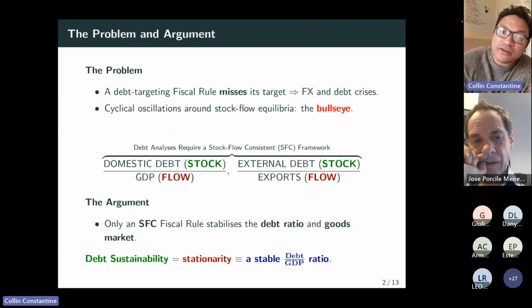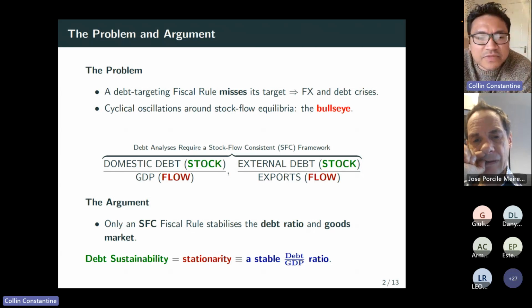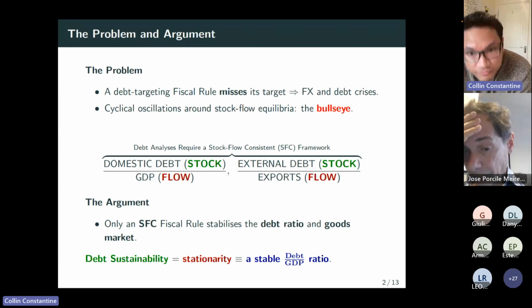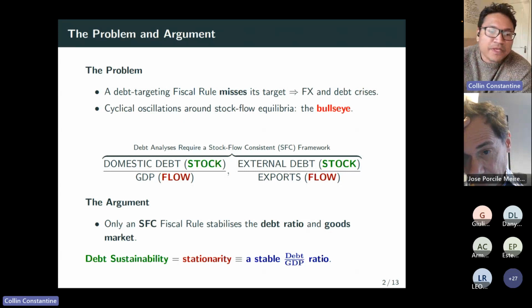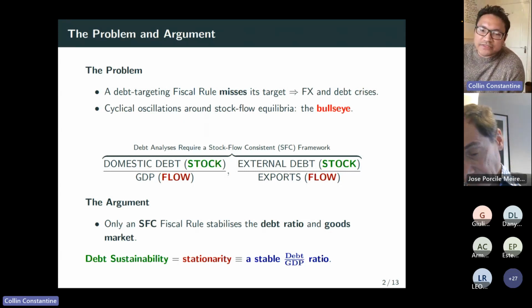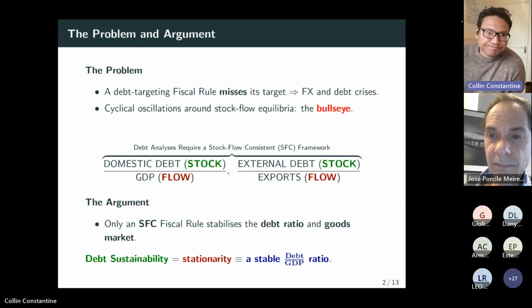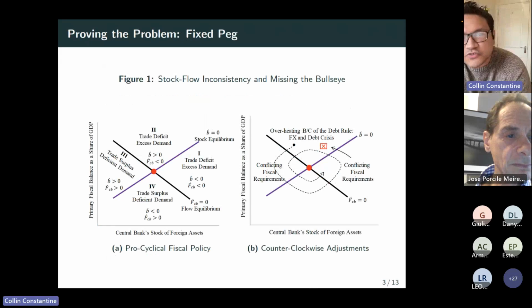So if we're going to use this indicator, and of course the alternative measures of debt sustainability, then of course it requires some kind of stock flow consistent framework. And when I speak of debt sustainability, I'm thinking in terms of stationarity, a stable debt to GDP ratio, just to be consistent with the Domar condition, for example.